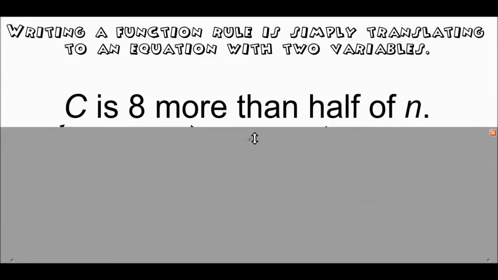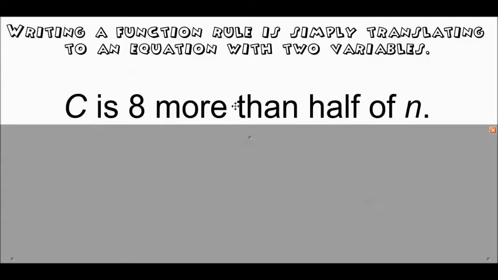Key right here, this is the how-to. Writing a function rule is simply translating to an equation with two variables. Those two variables, one is the independent variable, the other is the dependent variable. So let's take this right here. Capital C, C is 8 more than half of n. Don't really have a real life scenario with this, but you see that we have two variables.